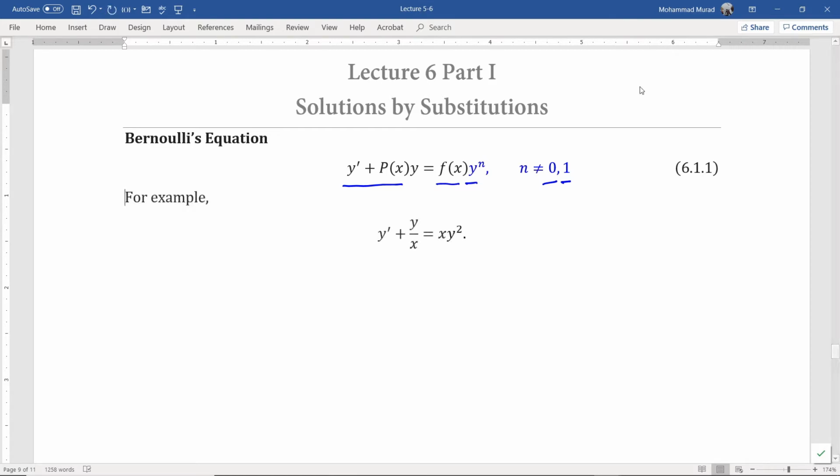For example, y prime plus y over x equals x times y squared is a Bernoulli differential equation. Here, p of x equals 1 over x, f of x equals x, and n equals 2.